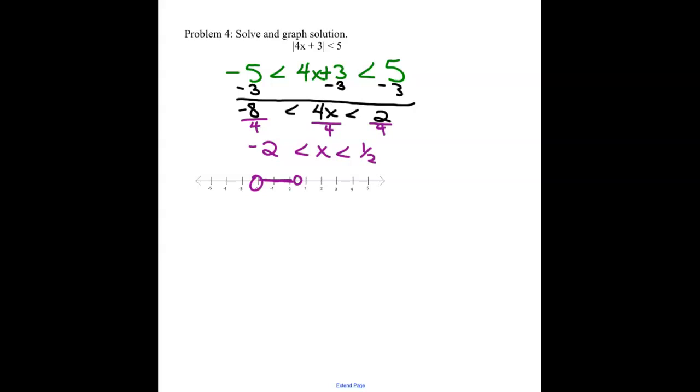Now, yesterday we spent a lot of time checking our solutions. We can check this as well. We can pick a number that's in that shaded region. For example, let's say we pick -1. We could plug a -1 in there and see if it works. So the absolute value of 4 times -1 plus 3 is supposed to be smaller than a 5. We get -4 plus 3 is -1. Its absolute value is 1. Is 1 less than 5? Since that is a true statement, then we shaded the right part.